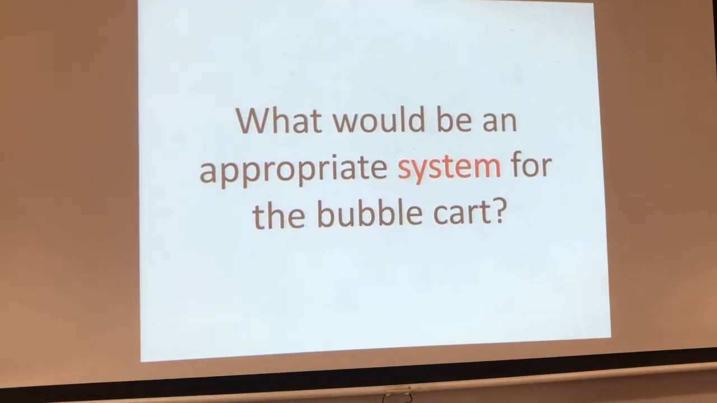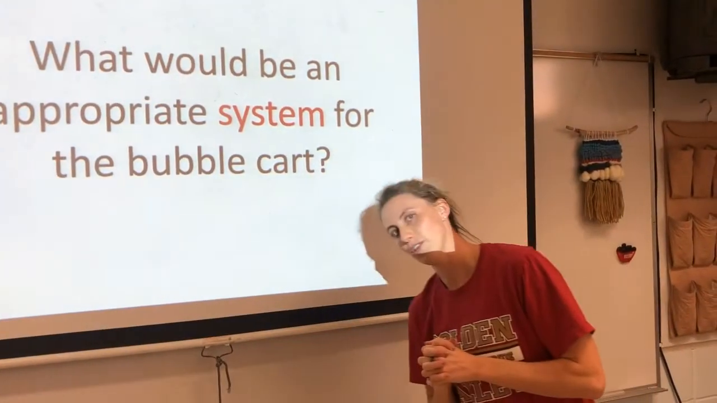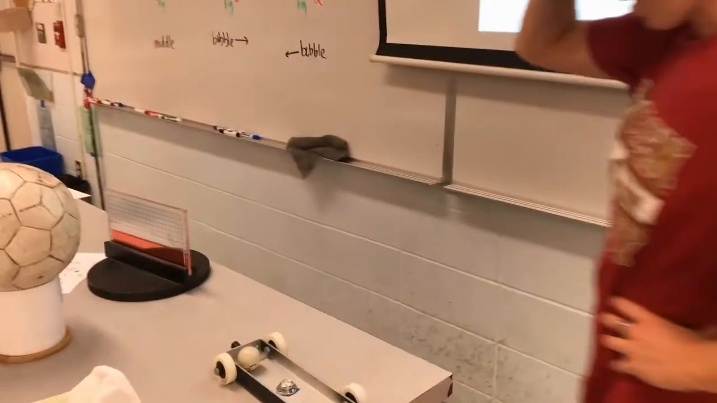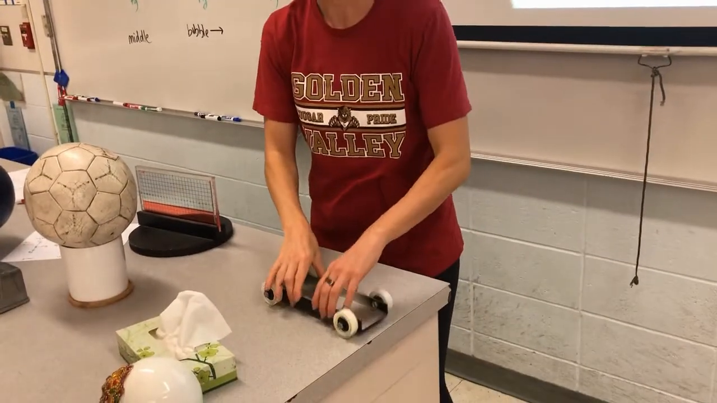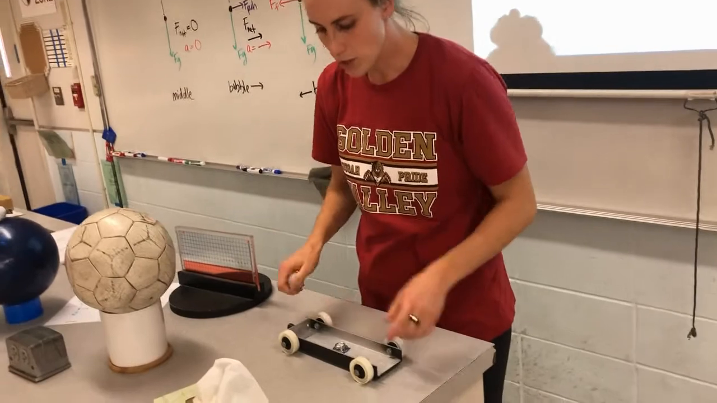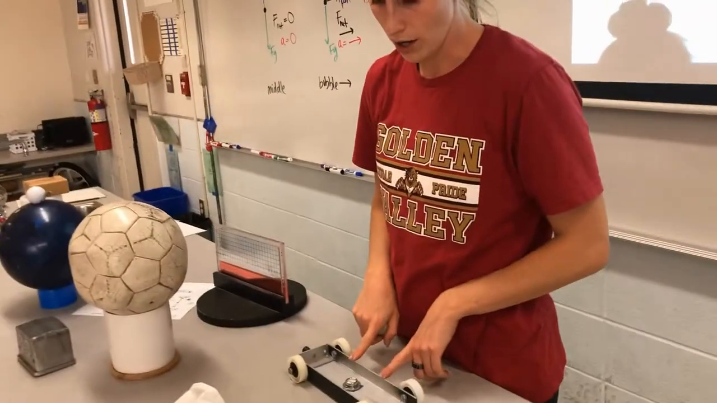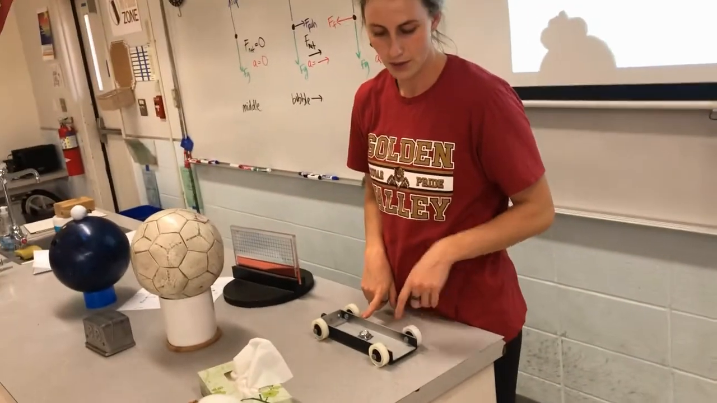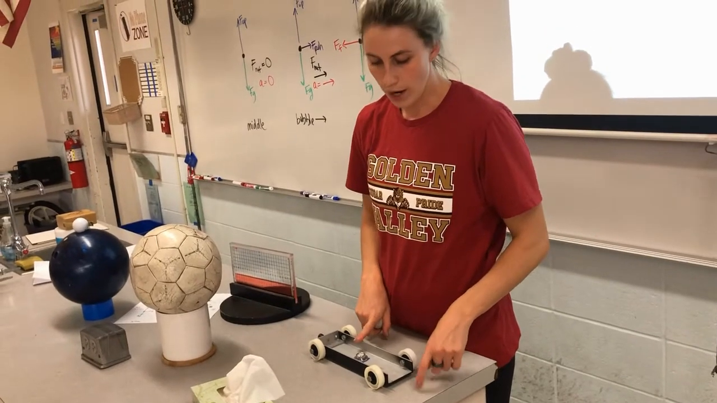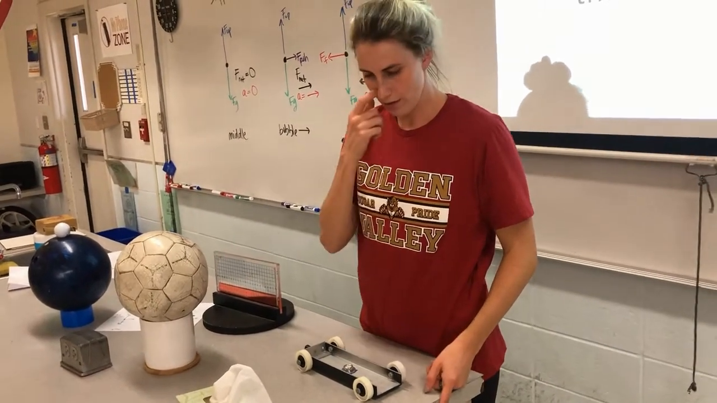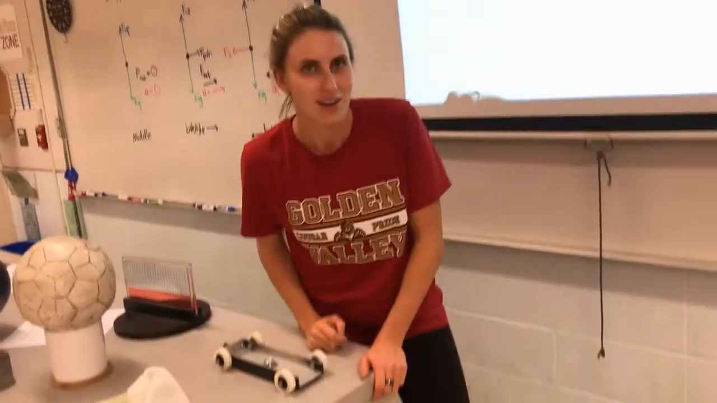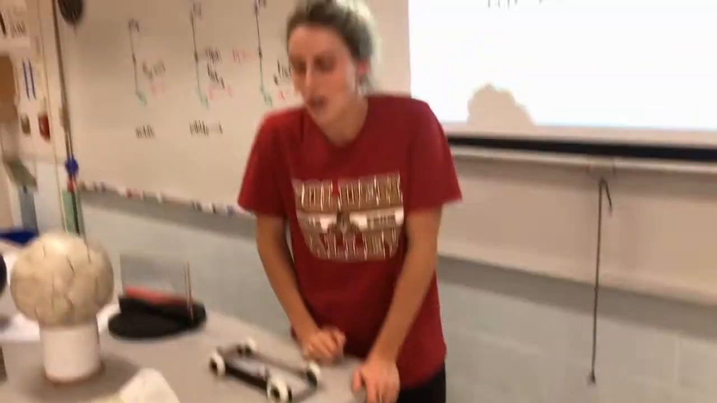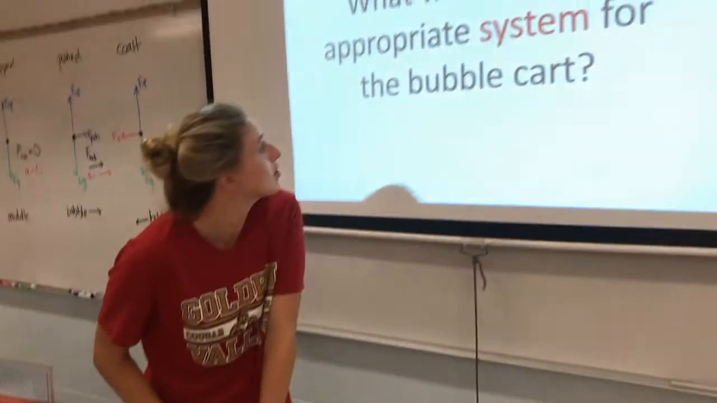What would be an appropriate system for the bubble cart? If we're thinking about the bubble cart, we have to think about all the forces that were acting on it. Obviously, the bubble cart is involved. And what is holding the bubble cart up from falling? The table, right? So bubble cart and table, but we know that the force of gravity is involved, and what's involved with that? The Earth.